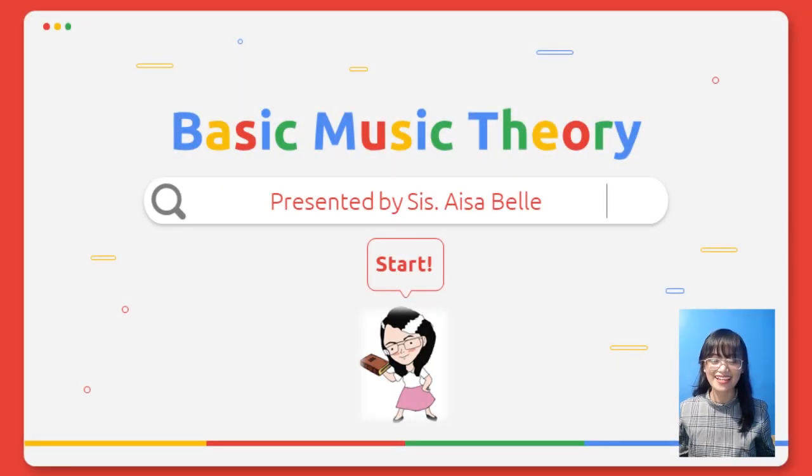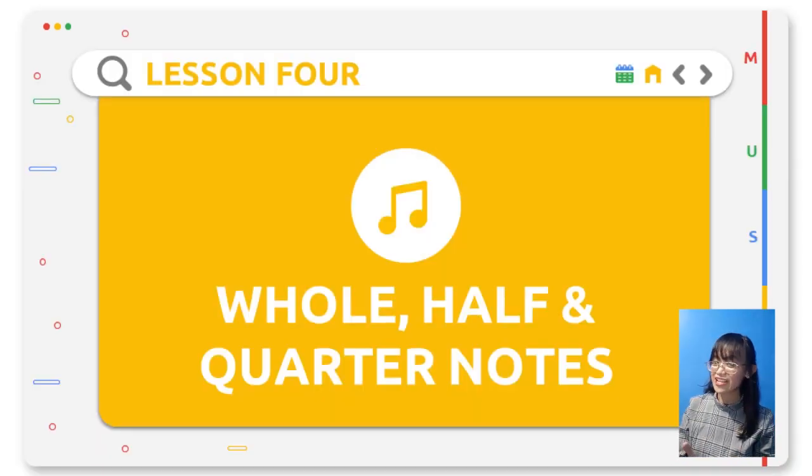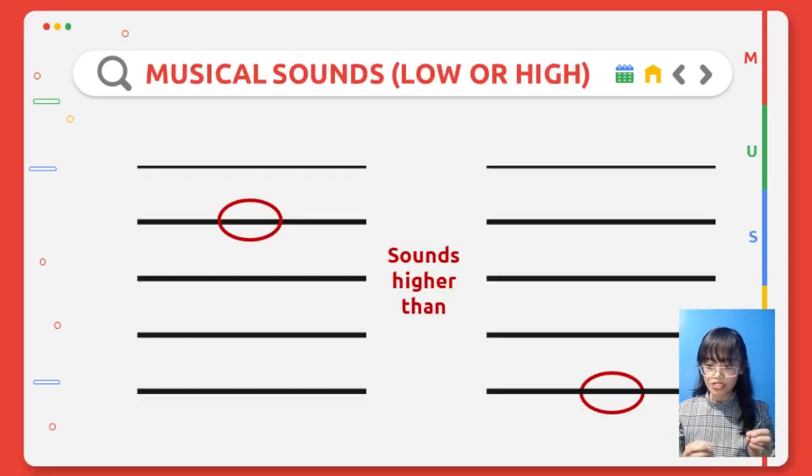And now we're back. Okay, we're going to talk about the different types of notes. Now remember, we talked earlier that the position of the notes plays a vital role in our musical staff. The position will indicate if it's a high note or a low note. Higher line, higher space, high note. Lower line, lower space, low note.